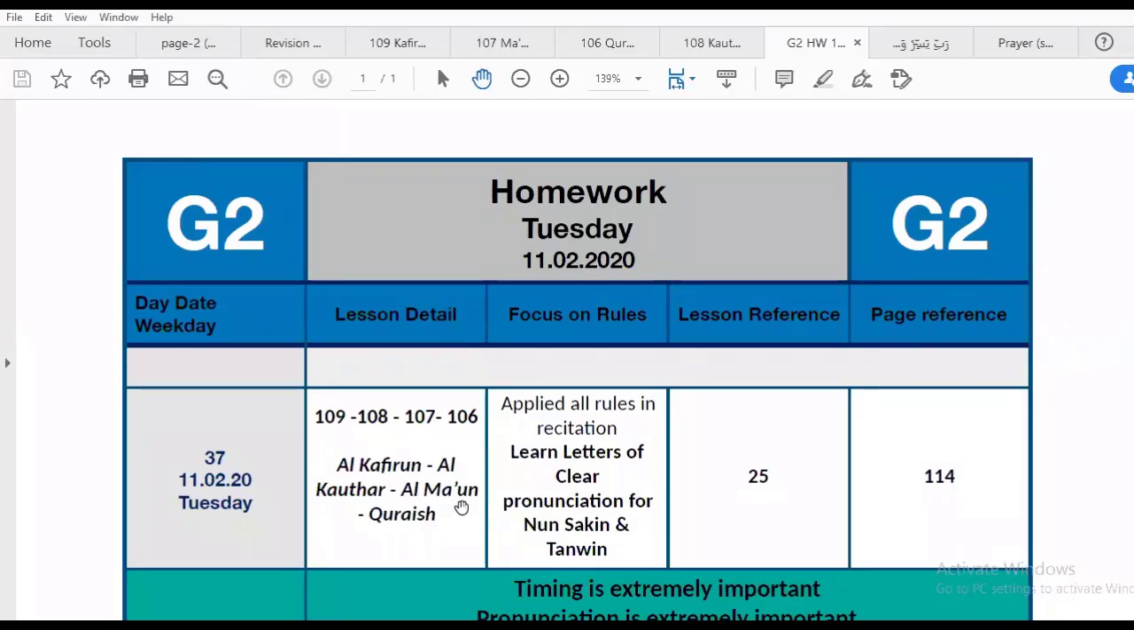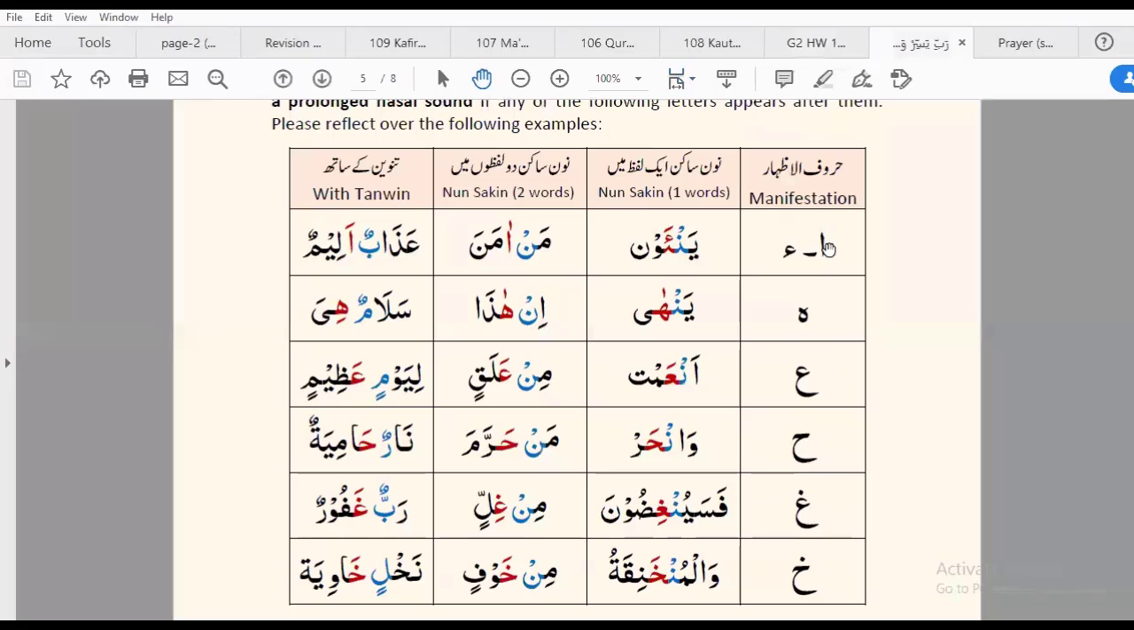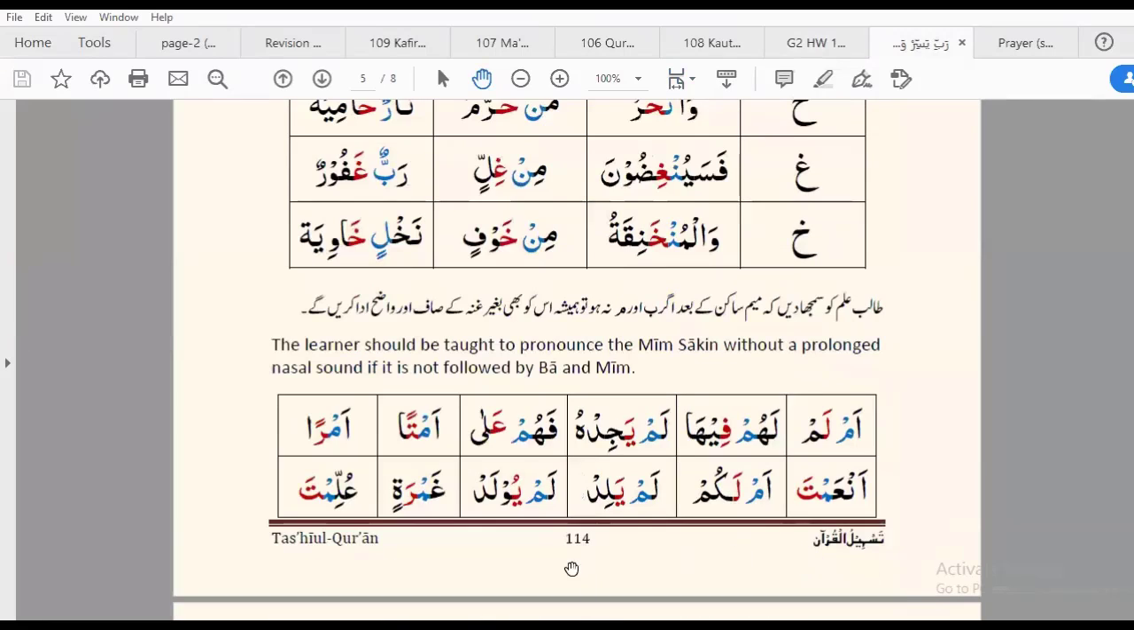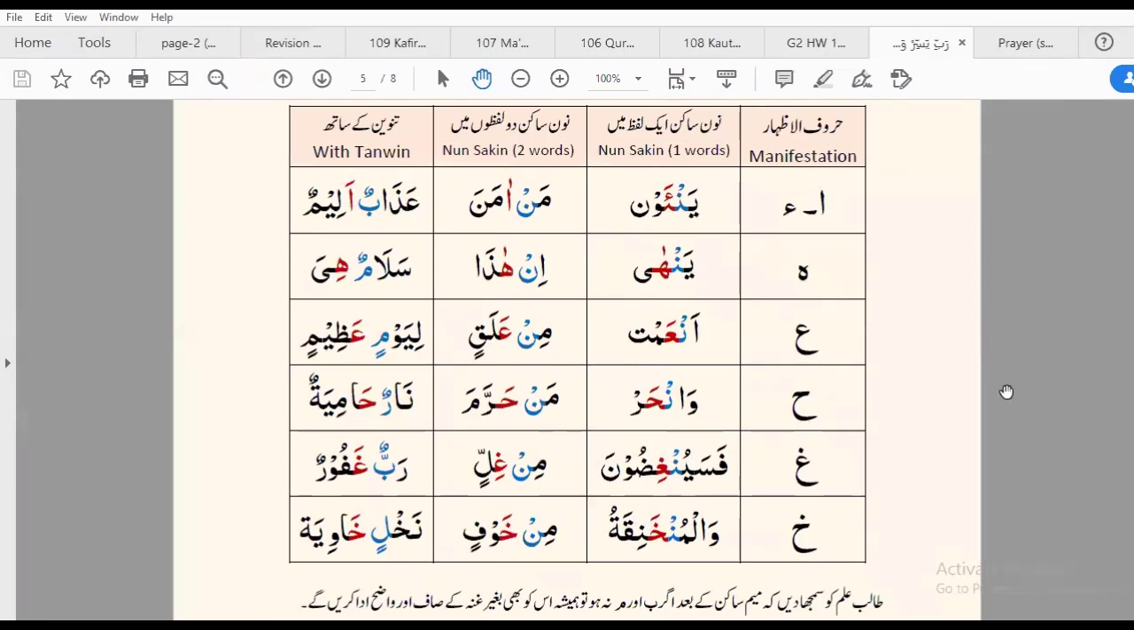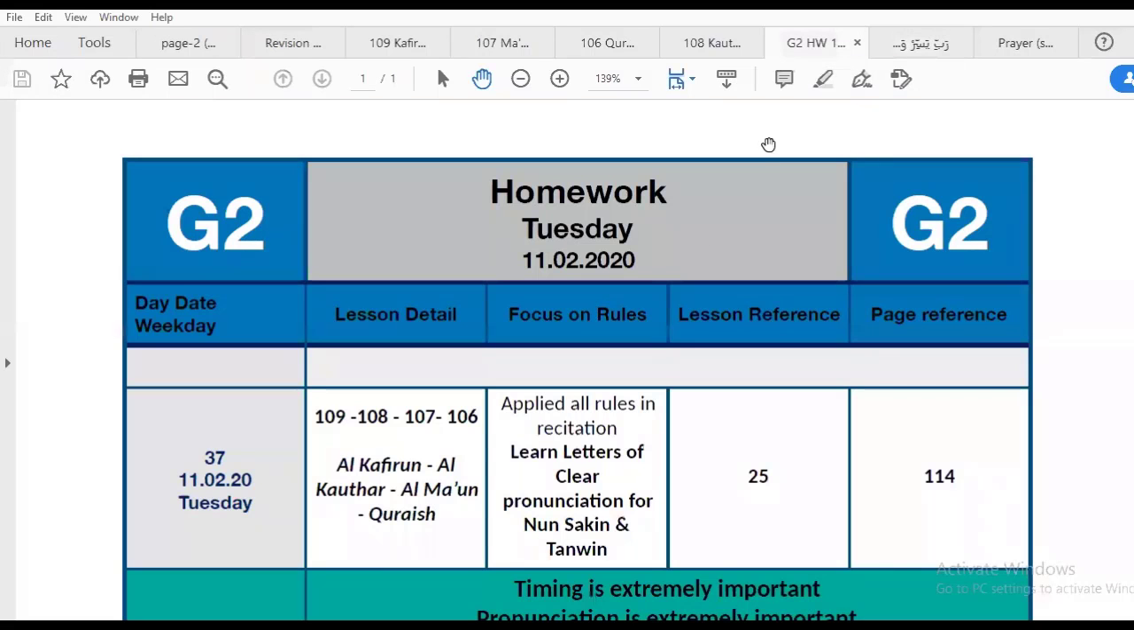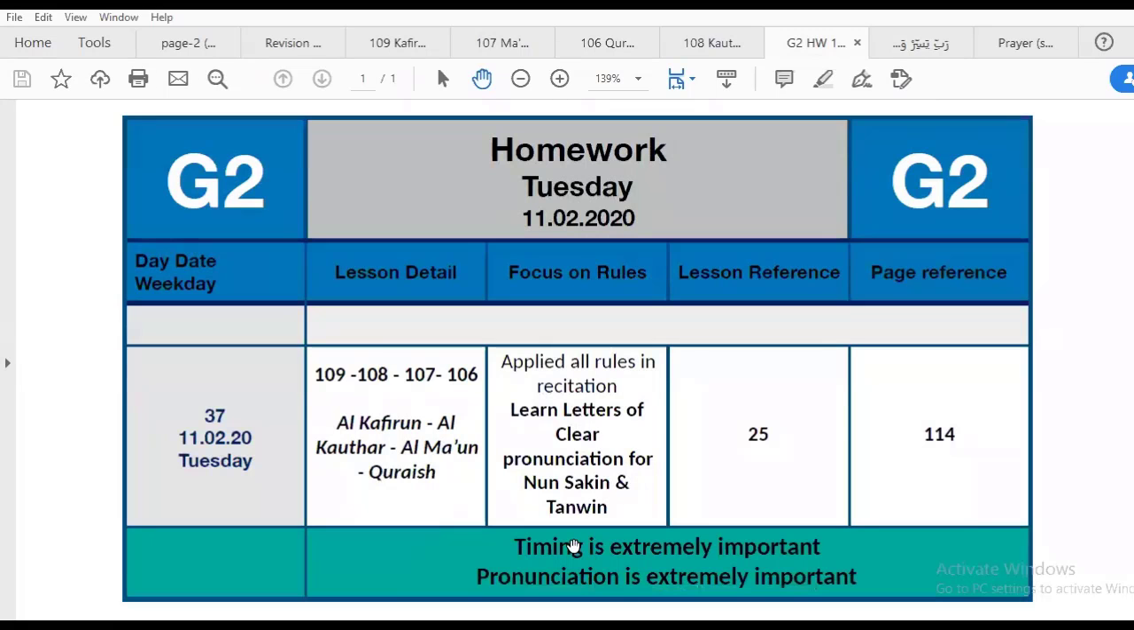Okay, now it's important that if you don't know already, like I said during the class as well, to please learn the 6 letters of clear pronunciation of Noon Sakin or Tanween. Okay, and just to remind you all, these are the letters Alif, Hamza, Ha, Ain, Ha, Ghain and Kha, found on page 114 of the Tashilul-Qur'an book. So that's where you can find the letters from. Okay, so make sure you apply all the rules in recitation. You learn the letters of clear pronunciation for Noon Sakin and Tanween as well. Okay, and like I said, page 114 is where you can find these letters of clear pronunciation.